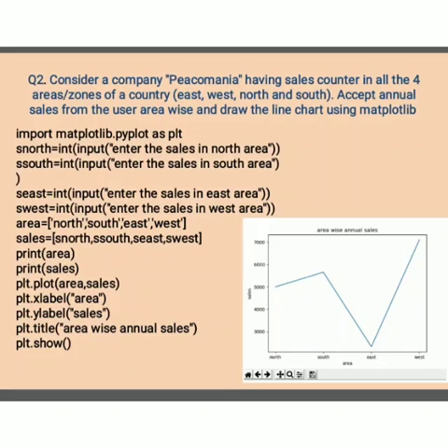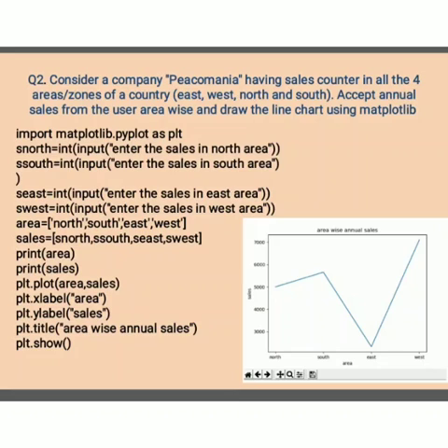Corresponding to that we have sales. Sales also are 4. So S north, S south, S east, S west. This represents the sale in that particular area. So our two data series are ready. One for the X axis, one for the Y axis.